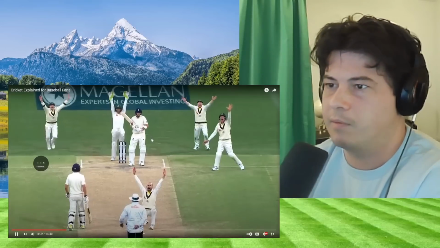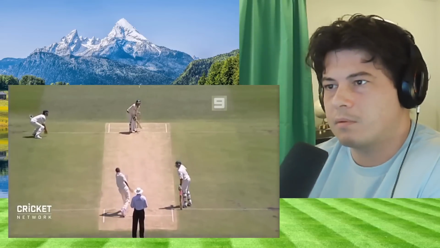Sorry about that. It's called a wide ball. There is the equivalent of a ball in cricket.